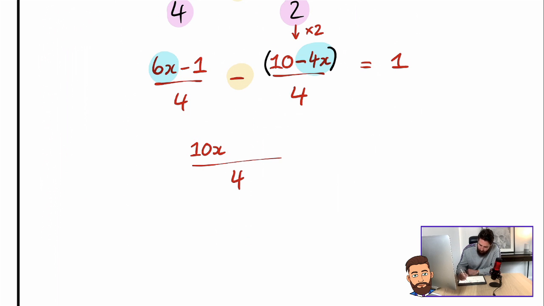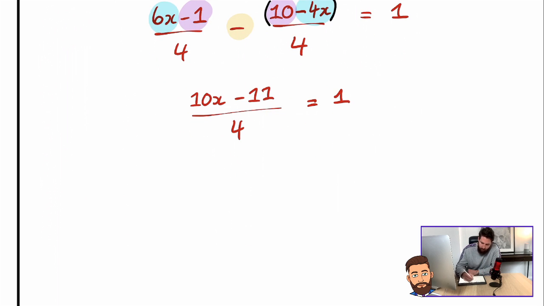Now I've got my whole numbers where I've got minus 1, minus 10. Well, if you're at minus 1 and you take away 10, you get to minus 11. Okay, and this all still equals 1 because we've not actually done anything to the right-hand side yet.